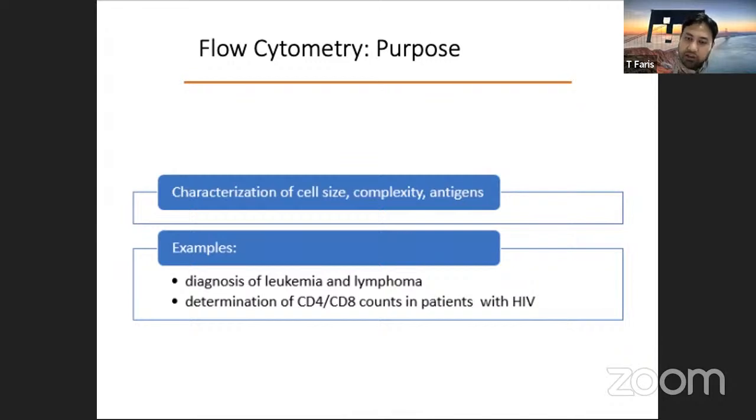If the surface marker proteins expressed in that particular cell have this antibody binding to it, you can conclude that this patient has a cancer. You can conclude that the patient has an autoimmune disease and so on.